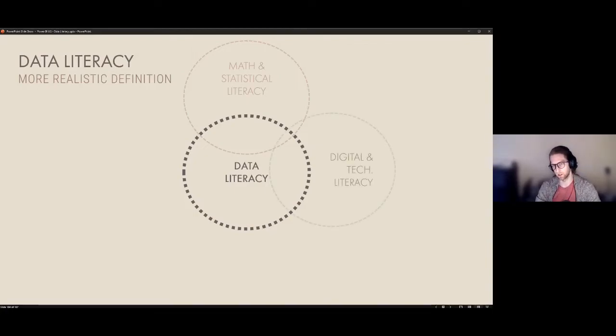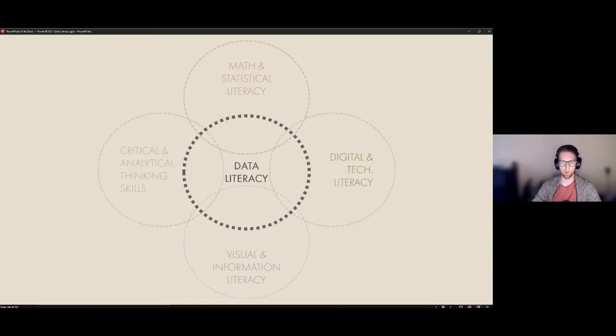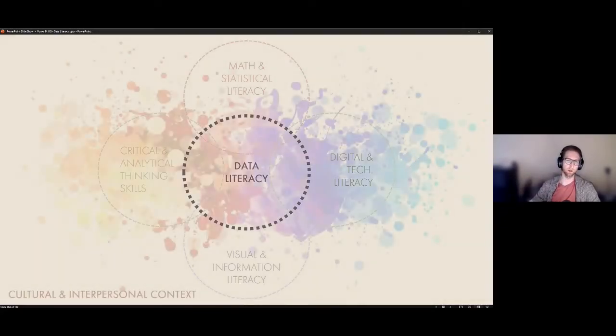Digital and technological literacy, because that's the tools that we're using to engage with this data. Visual and information literacy, because more and more often we're seeing charts and visualizations instead of tables. And perhaps most importantly, critical and analytical thinking skills, to think beyond the surface truth of what we're being shown and to think about the context of what's behind it. Of course, there are many more things, but what's important to remember is that all of this sits on top of a very rich and diverse cultural and interpersonal context.